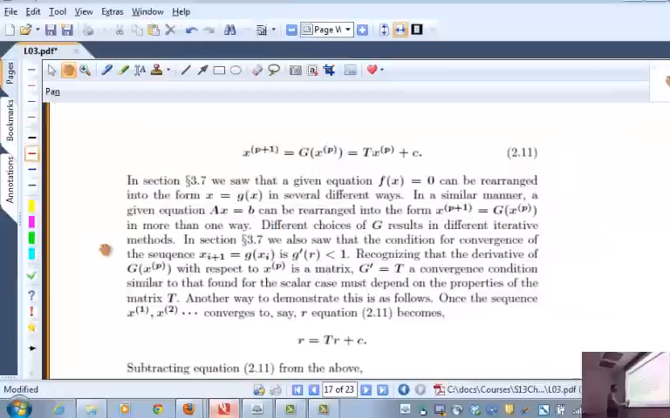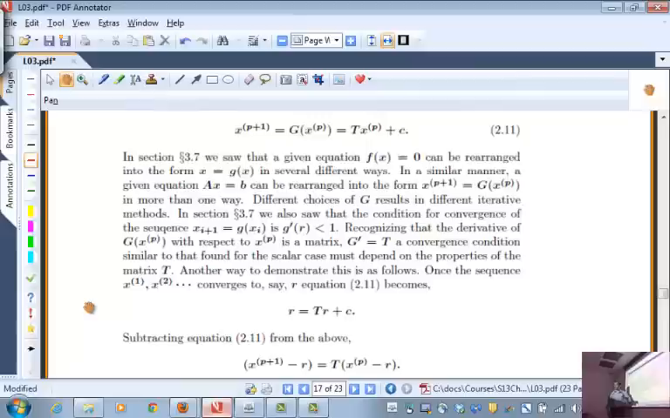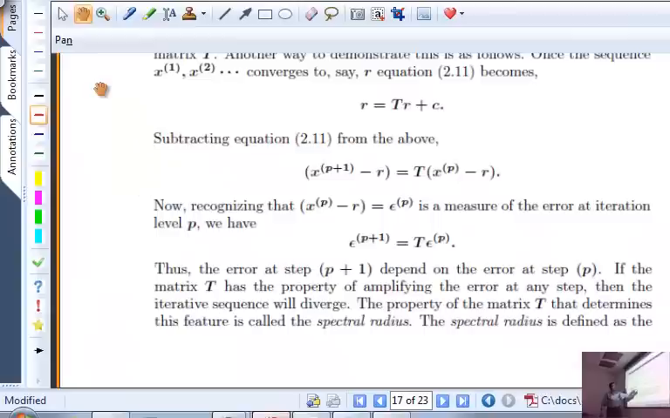So again, the same idea, x_{p+1} equals T x_p plus c, and r equals T r plus c. r meaning converged root. When you put r, you're going to get r. And you can find the difference between those, and that is your error. That's why the constant drops out when you subtract. Okay, so error at p plus 1 is equal to T times the error at p. So T must be bounded.